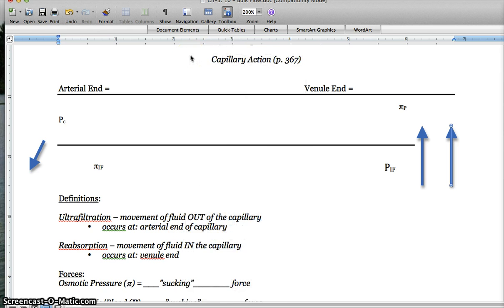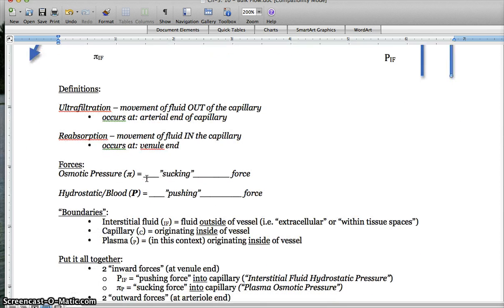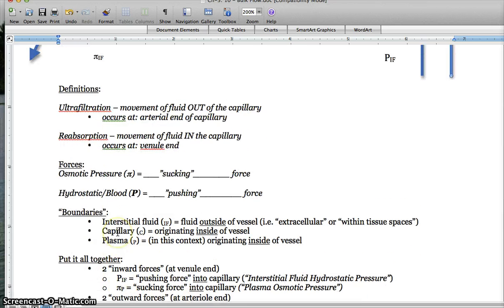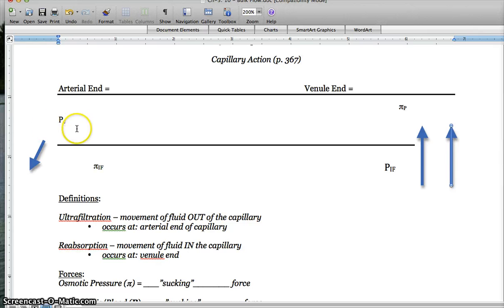Okay, so now if we look at the factors that move fluid out at the arterial end, we'll see we have two more. Our first one is our capillary blood pressure, or our capillary hydrostatic pressure, and we write that as P sub C. So it's a pushing force originating inside the vessel. As a result, it's going to push fluid out of the vessel. Our capillaries are kind of porous, and as blood is circulating, it's exerting a hydrostatic or a pushing pressure, and that causes fluid to move out.